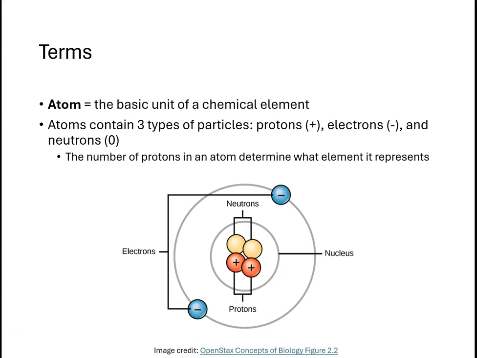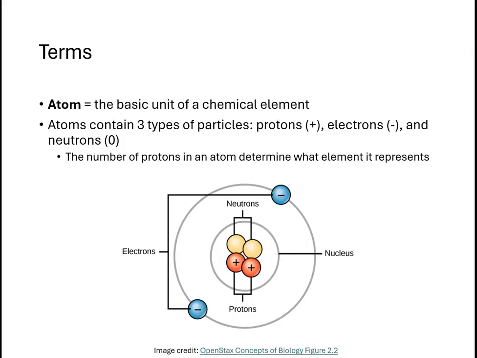An atom is the basic unit of a chemical element. It has three types of particles: protons, electrons, and neutrons. The number of protons is what determines what element that represents. Protons have a positive charge to them, electrons have a negative charge, and float around in kind of this cloud-like area outside of where the protons and neutrons are located, and neutrons have a neutral charge. They are not positive or negative. So protons and neutrons together sit in the nucleus of an atom.